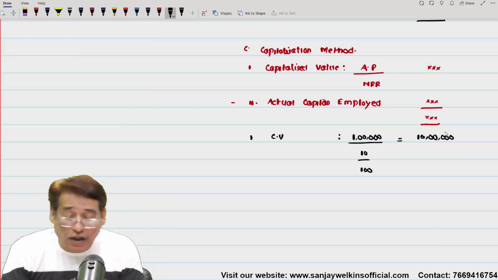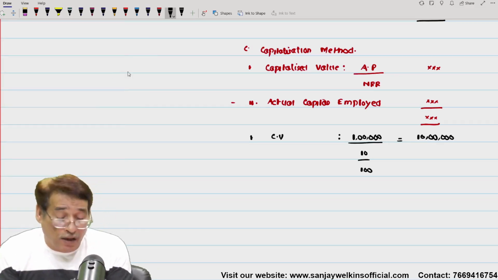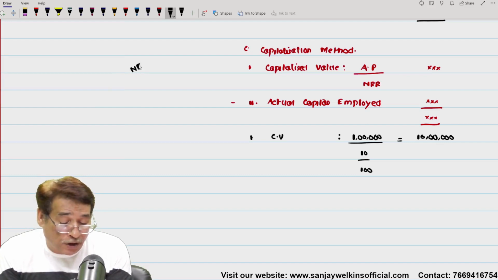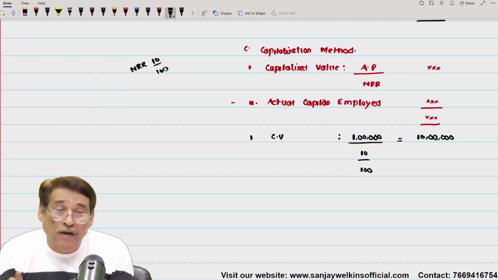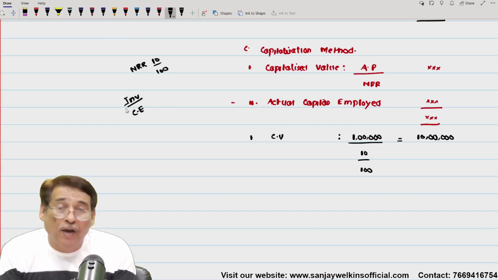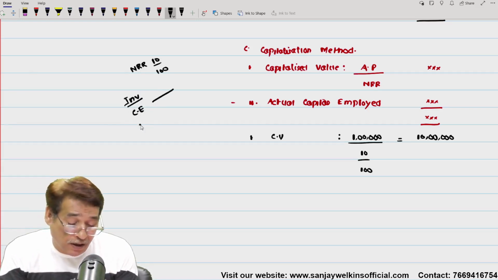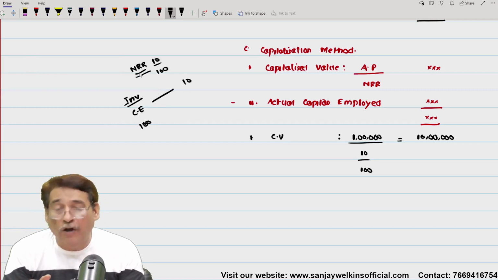But you will not be able to understand the meaning of capitalized value, so first let me explain it. Normal rate of return, I have already told you. What does this 10% indicate? It indicates that investment means capital employed. If I put up a capital of, let us say, 100 in this line of industry, then I will be able to earn a profit of 10. That is what we mean by normal rate of return.